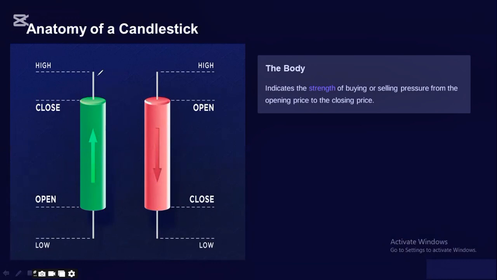So this here is called the wick. You can call it wick or shadow. Wick or shadow. Do you understand?